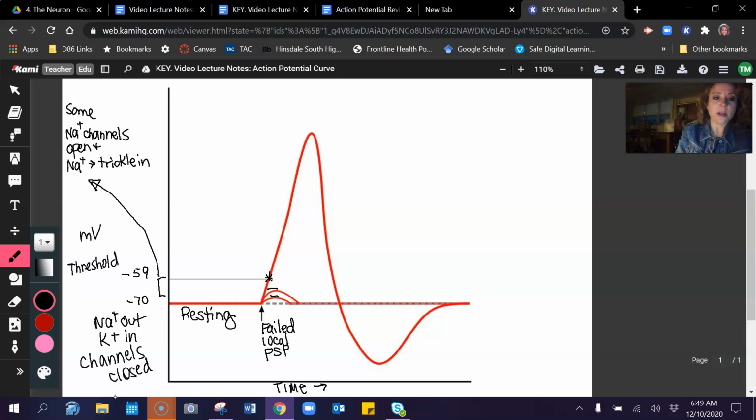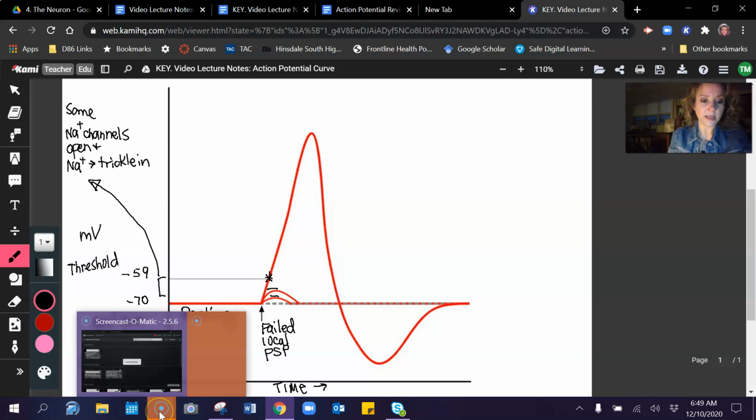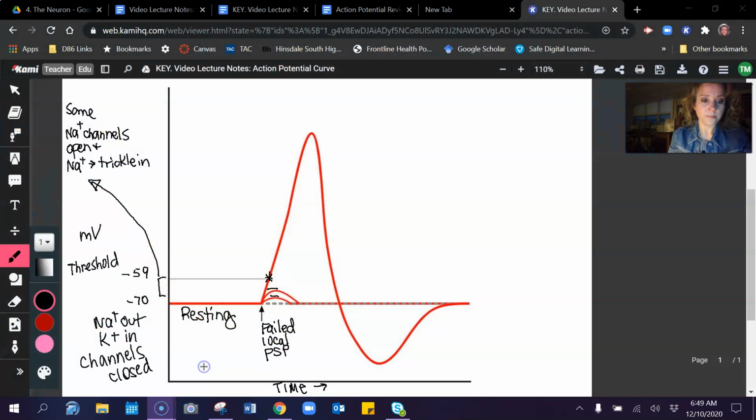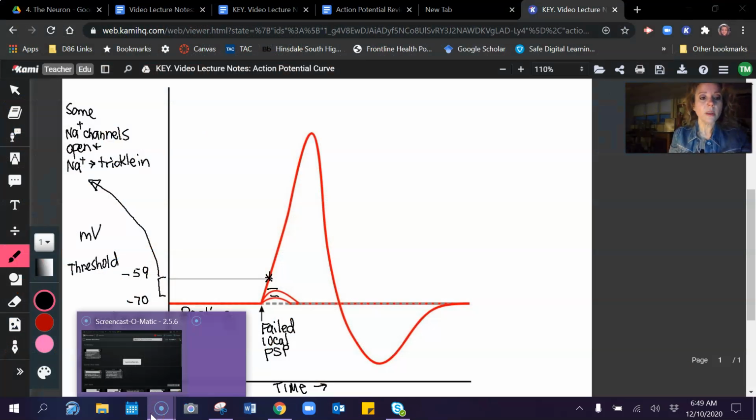But remember that threshold has to be reached. If threshold is not reached, like in these failed local postsynaptic potentials, then you are not going to get propagation of an action potential. We've got to get up to that threshold, up to negative 59.